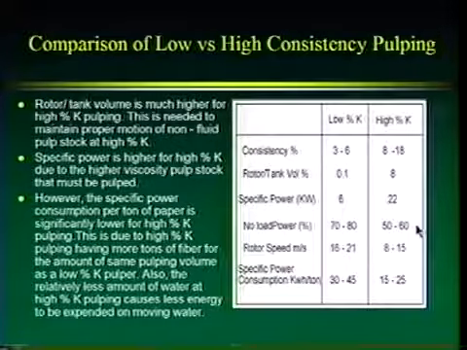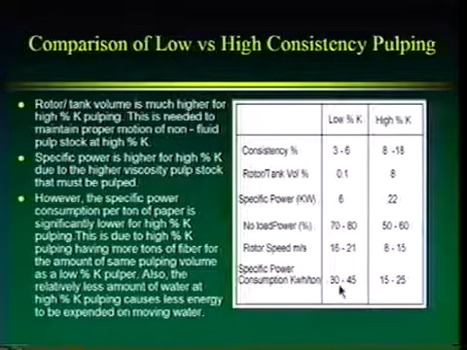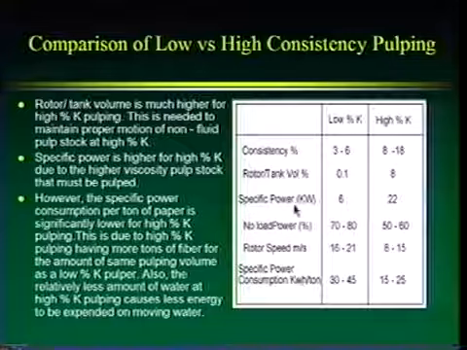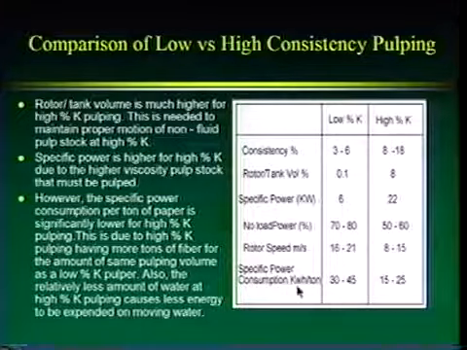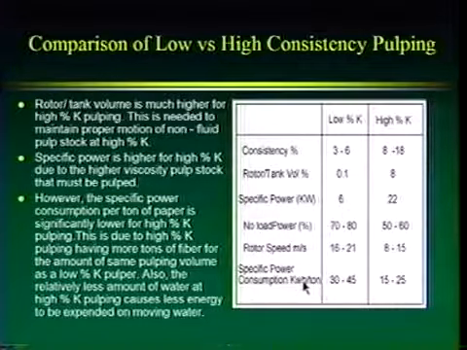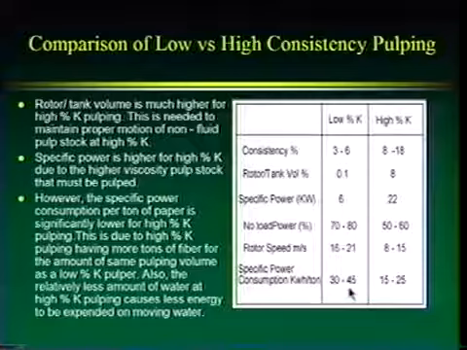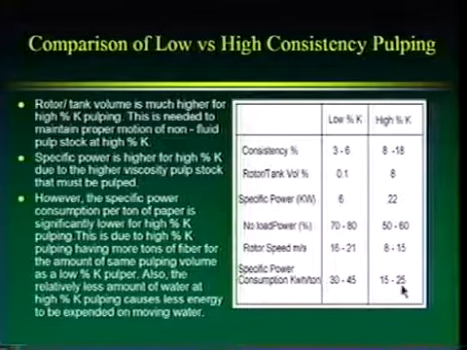Now, you might say, oh, well, that's not very good. It seems like the high consistency pulper is of lower energy efficiency. However, if you look at the specific power consumption, I'll skip down to the bottom here. Oh, actually, the specific power was power, it wasn't work, excuse me. The specific power consumption has units of kilowatt hours, so it's work or energy consumed per ton of paper. Now, if you notice here, low consistency is 30 to 45 kilowatt hours per ton. And for high consistency, it's 15 to 25 kilowatt hours per ton.